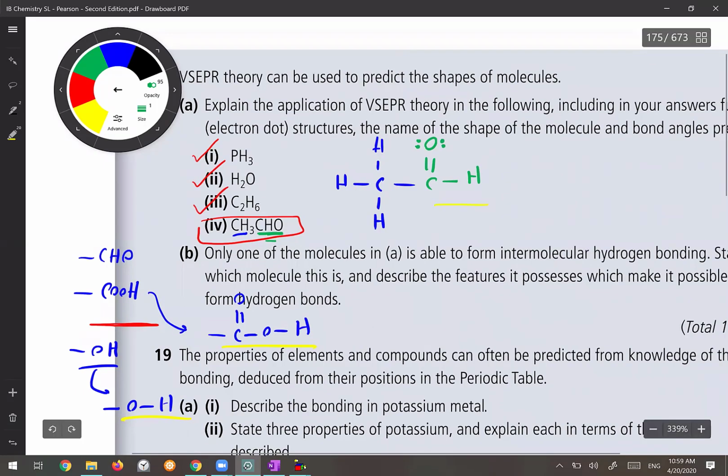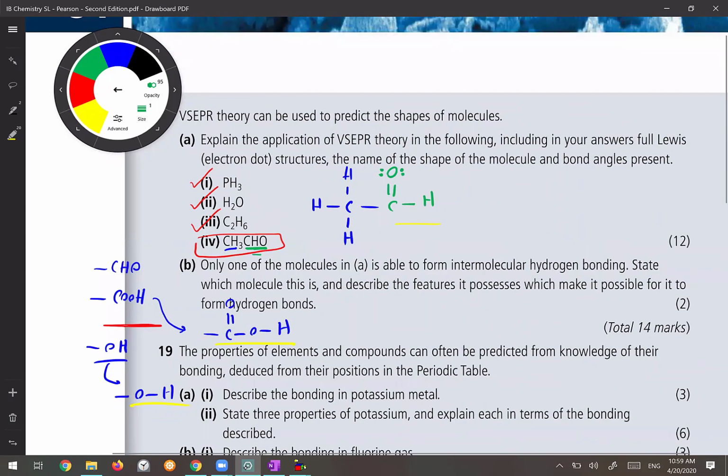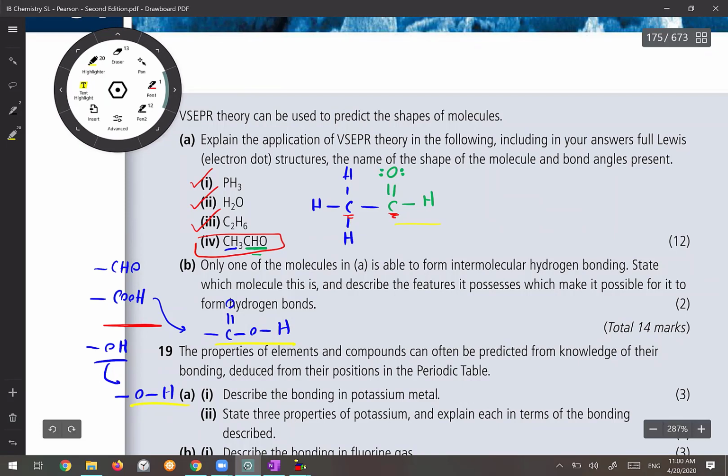Okay, so this is the full Lewis structure, then the name of the shape of the molecule and the bond angle. So here you have 2 carbons, so you can talk about the bond between these 2 carbons. About the blue carbon, how many domains do you have there? 4. So around this carbon, the shape is tetrahedral. 4 domains, all of them are bonds.